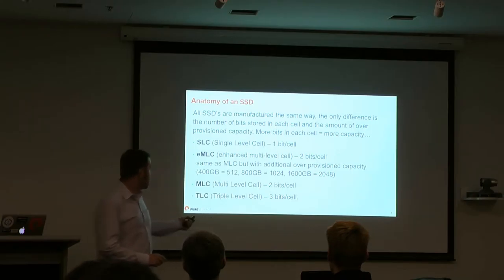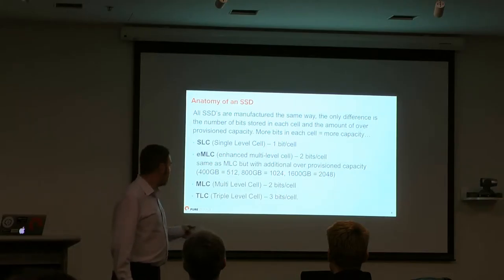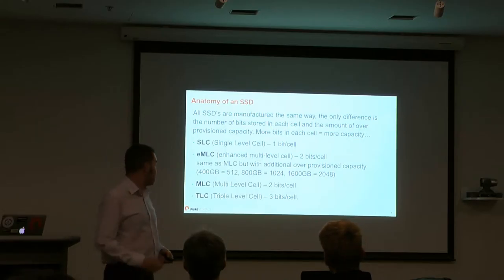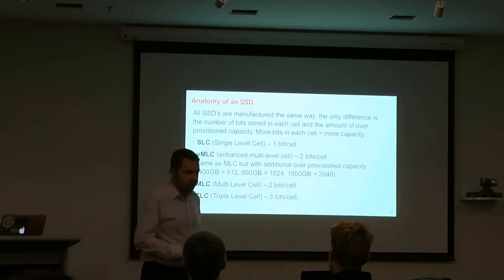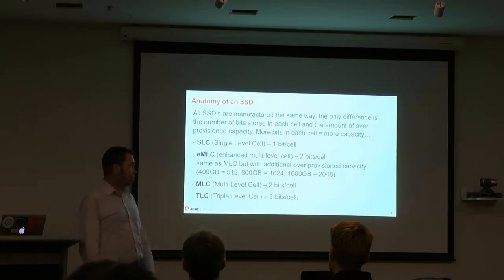Essentially, SLC is one bit, MLC is two bits, TLC is three bits. The eMLC I'll call out as well because that's quite an interesting one. What you find with eMLC is it's pretty much the same as MLC. The difference is that there's a reserve capacity for TRIM to be able to find failed cells on the NAND flash die, and then basically provide that additional capacity for use during that failure. So I'll talk a bit more about the use case of that and why you use that.